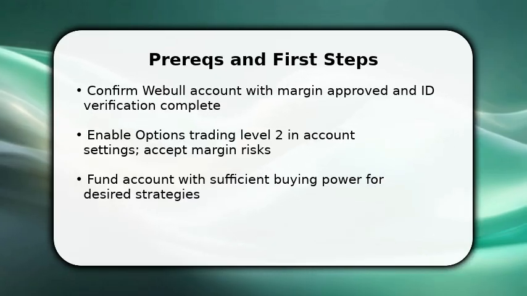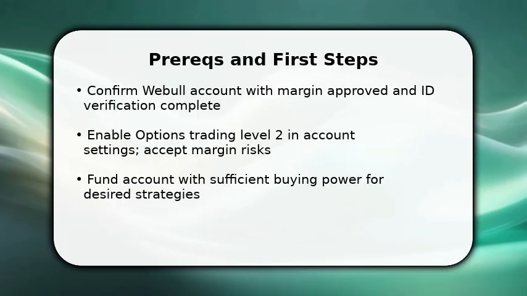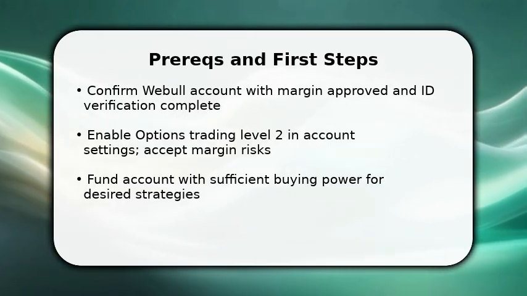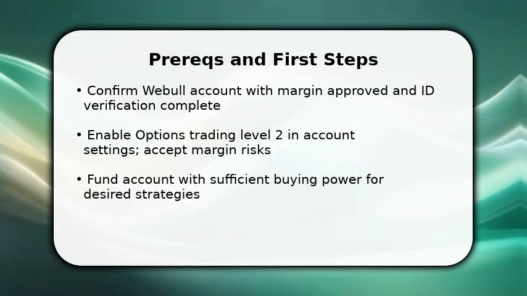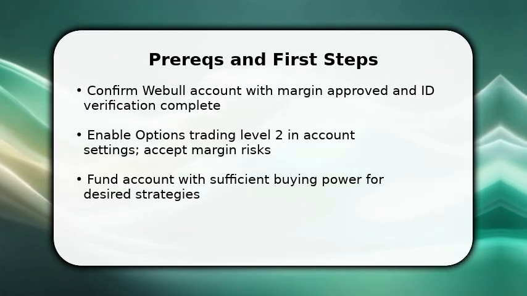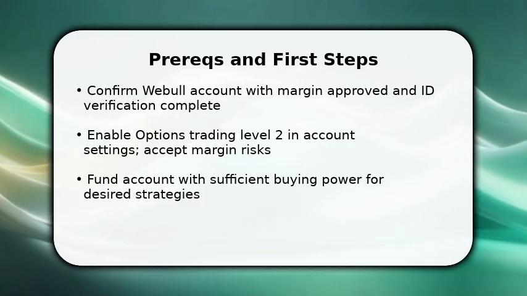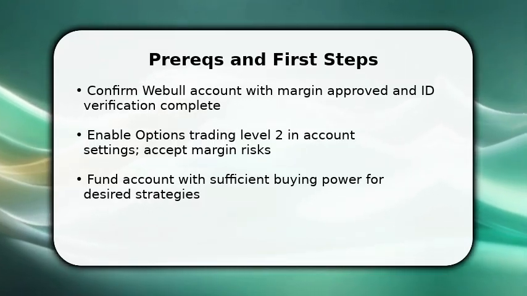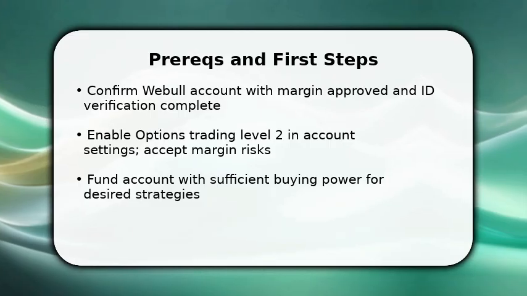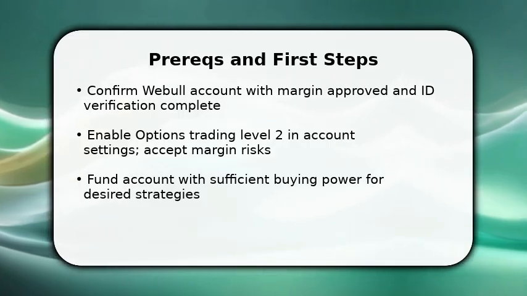You start by confirming the prerequisites. You must have an approved Webull account with margin and options permissions. Once done, open account settings and toggle options trading, choose level 2 access, and accept the margin and risk disclosures. Make sure to upload any required ID and complete electronic signatures.